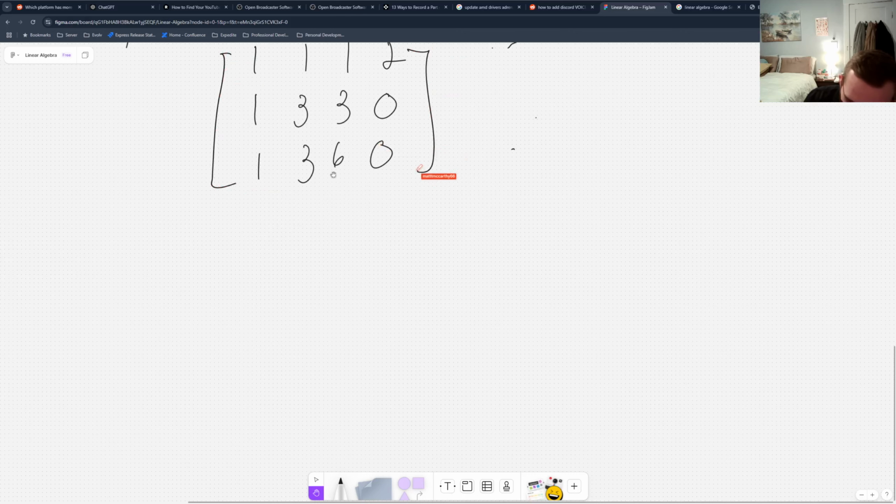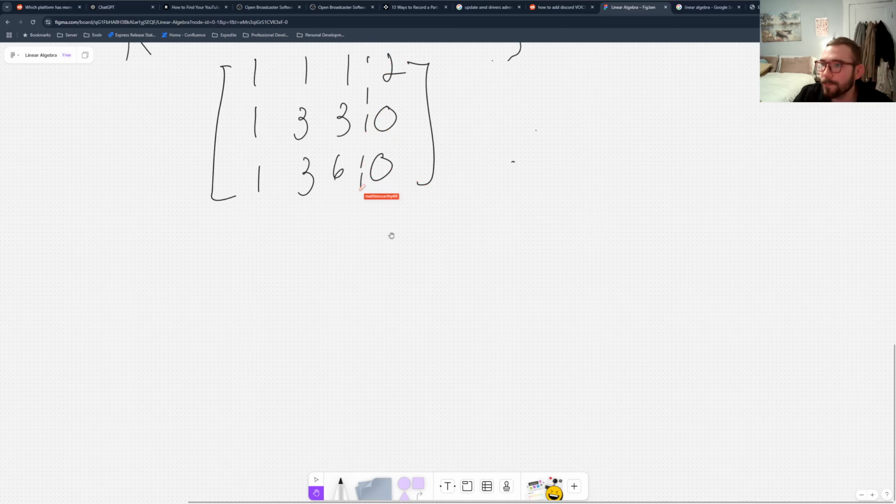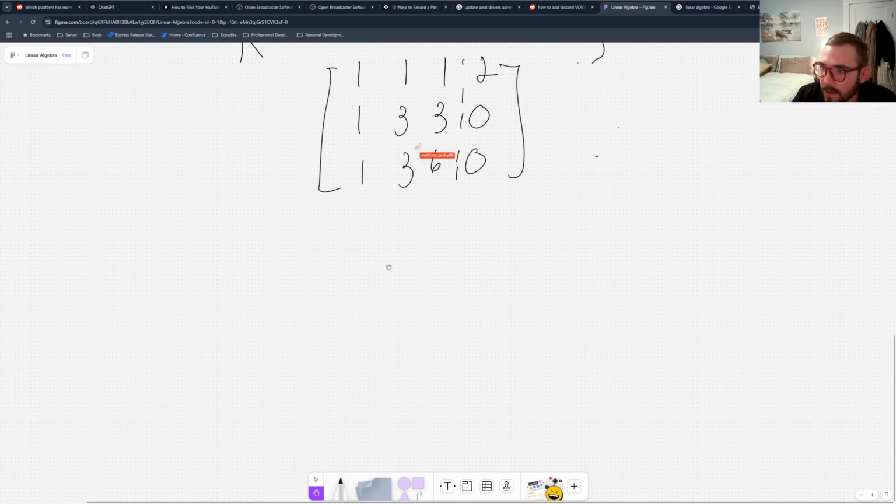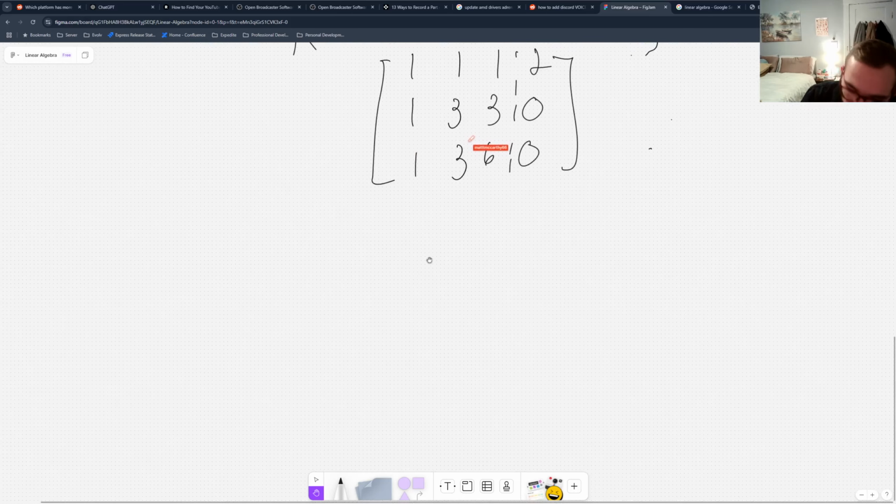So in matrix land, we can do similar stuff to what we can do in regular algebra land. The things that we're allowed to do are called row operations. There are 3 different row operations that we can do. One row operation is that we can switch rows.